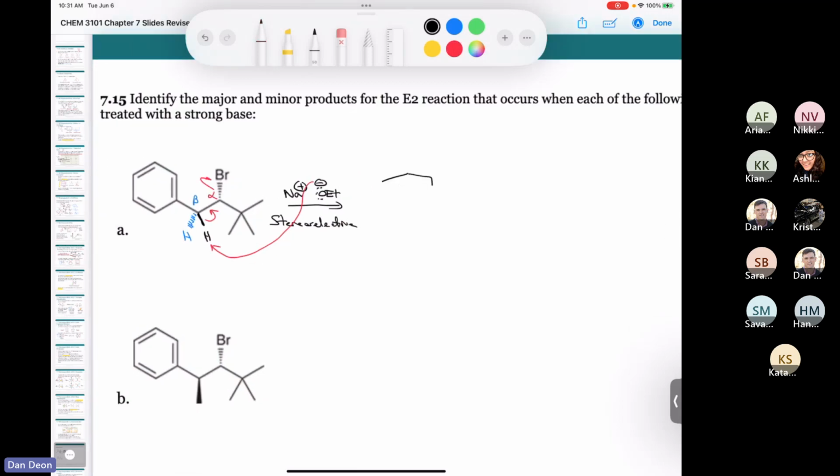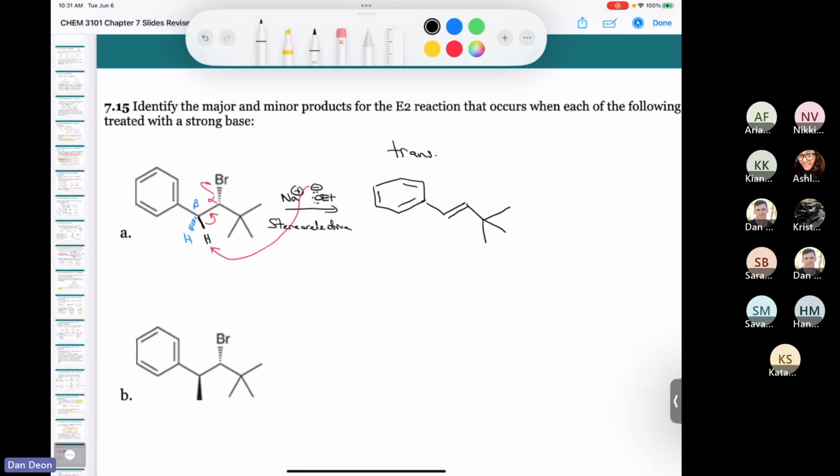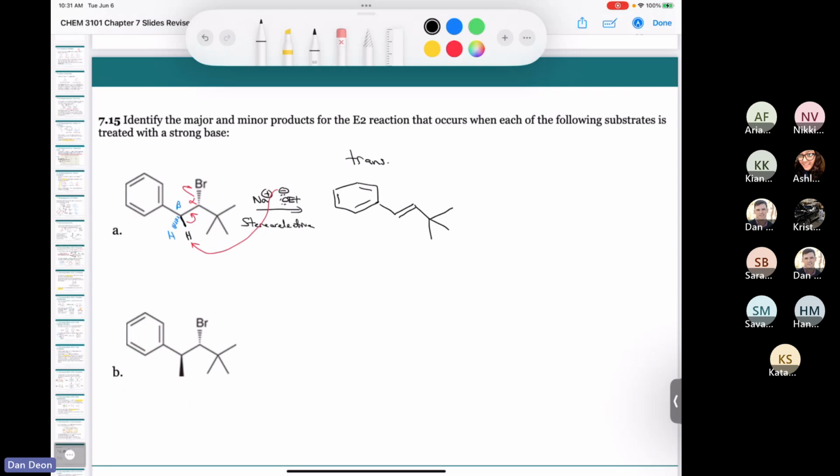So what we're going to end up with is this. We've got our aromatic ring, and then we have our double bond that's going to be formed here, and then we have our tert-butyl group. So this is the trans compound. And then we're also going to get the cis. It doesn't even matter which proton gives you which one. Just draw them both. So there's the trans, and now we're going to draw the cis like this.